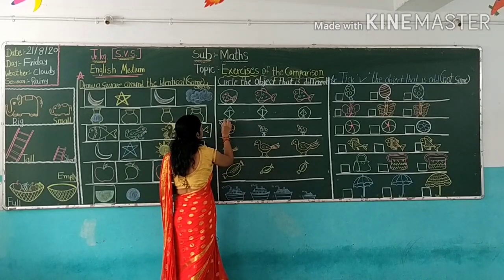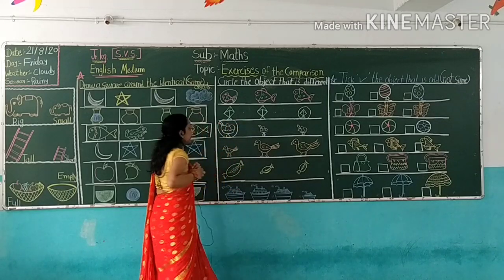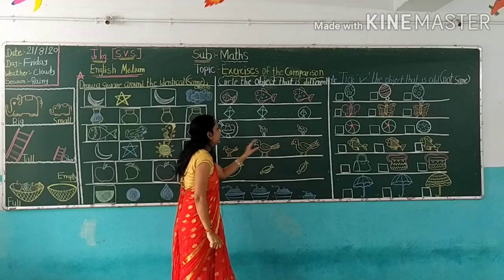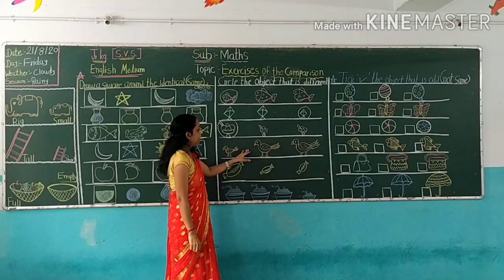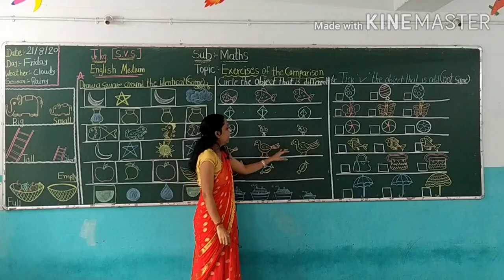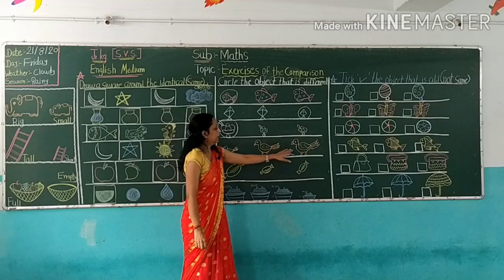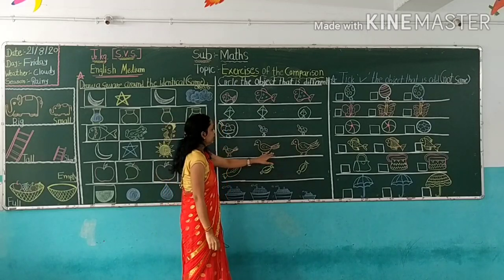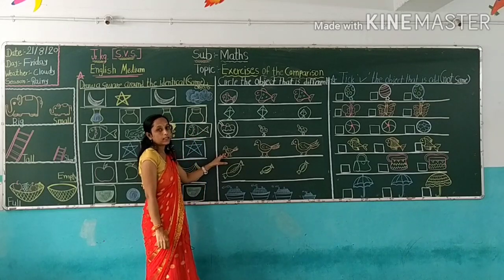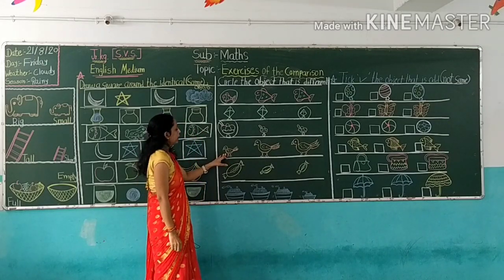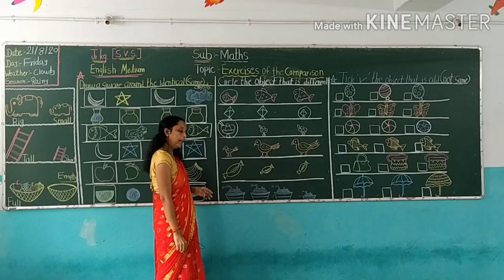So circle the different ice cream. Okay. Here I drew 3 birds. What are these? Birds. How many birds? 1, 2 and 3. So student, which bird is different? This? No. This? No. This? Yes. This bird is different. Which bird is different? This bird. So circle the different bird.